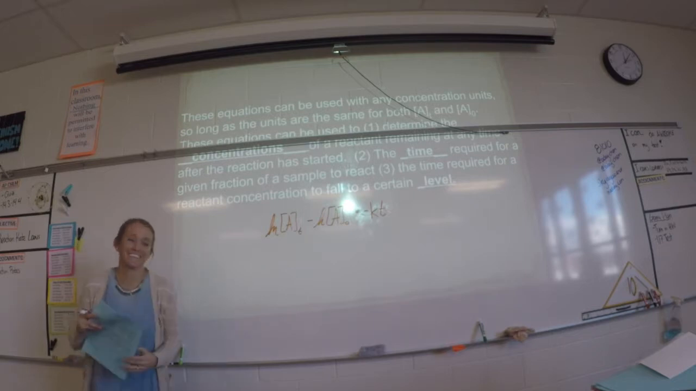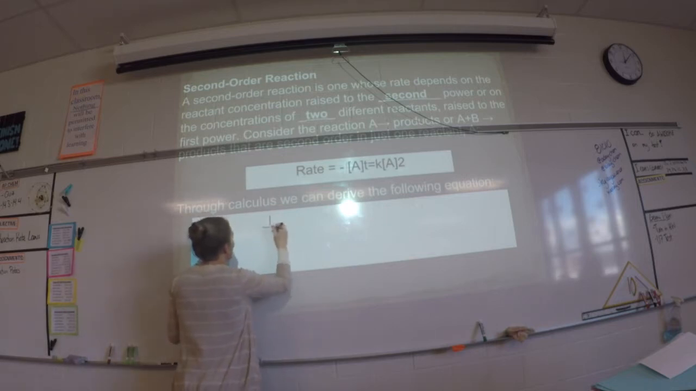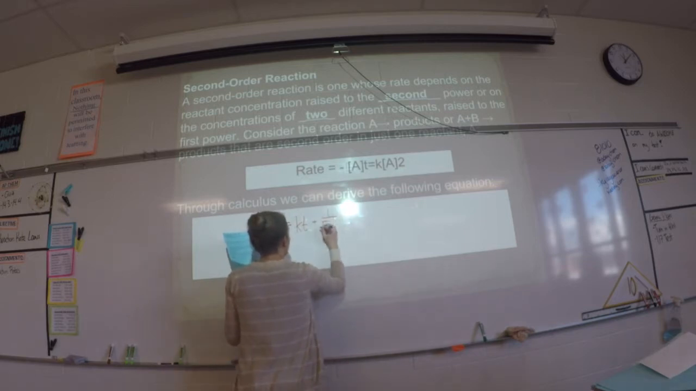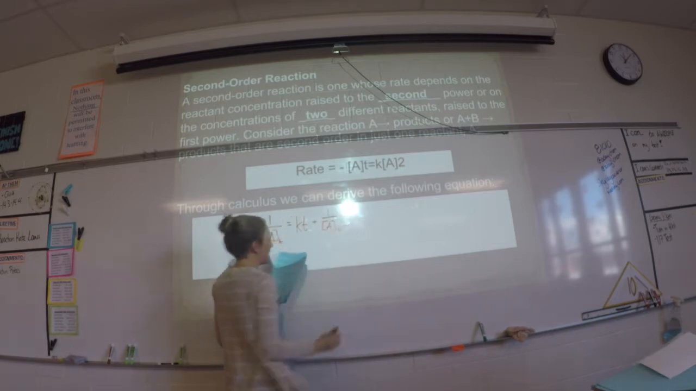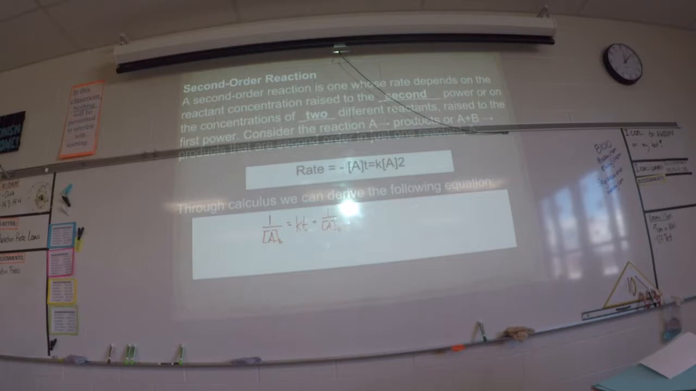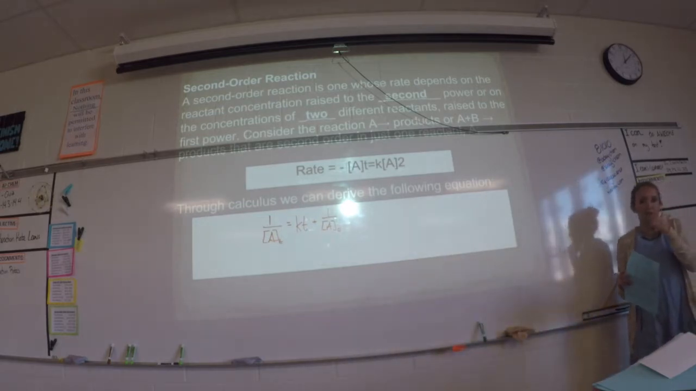So if I integrate a second order, everybody, we get this. 1 over the concentration of A at some time is equal to kt plus 1 over the concentration of A at our initial time. I guess I didn't note this: the first equation we wrote for first order, the integrated one, is on your formula sheet. You don't have to memorize that. We'll just practice knowing how to use it.